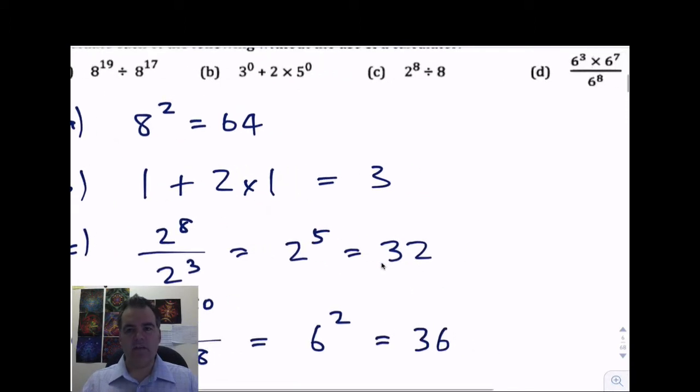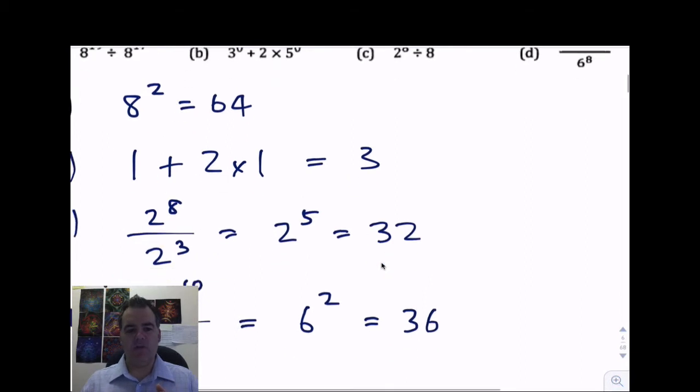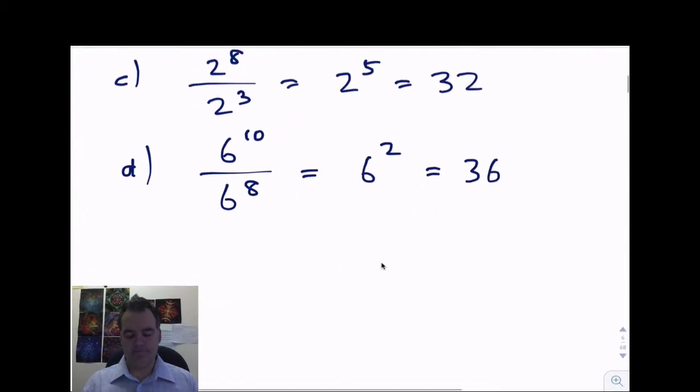And lastly, 6 to the 3 times 6 to the 7 over 6 to the 8. You could do the top line first, so 6 to the 3 times 6 to the 7 gives you 6 to the 10, divided by 6 to the 8, subtract the powers, gives you 6 squared, or 36.